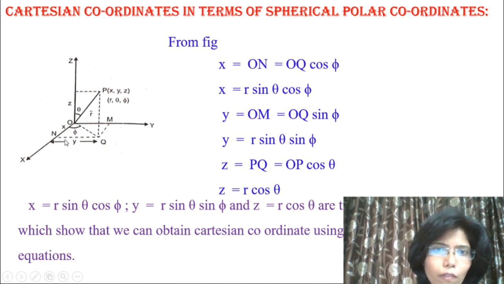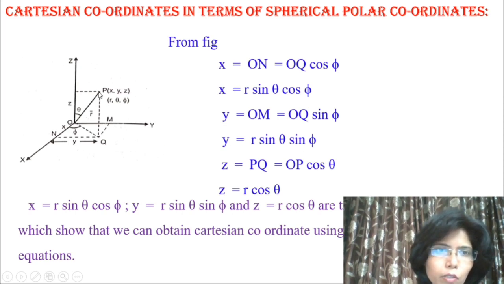Similarly, for y, it is equal to OM. Here is your OM. Fine. So it is also equal to OQ into sine of phi. This is your phi. So sine of phi will be OM upon OQ. Okay. So we can write y as OQ into sine of phi. Again, your OQ is r sine theta. So y can be written as r sine theta into sine phi.